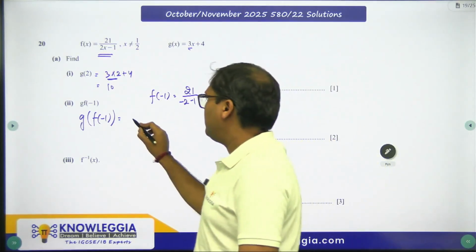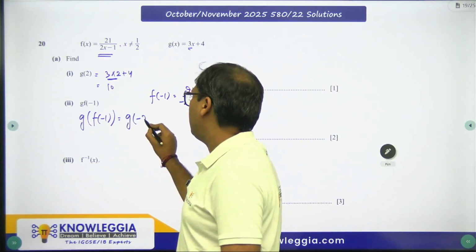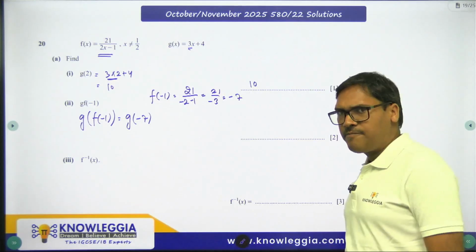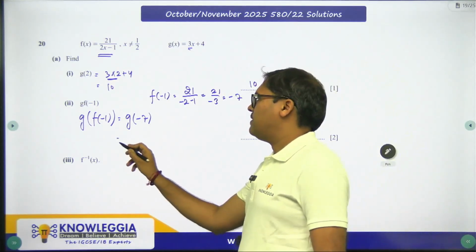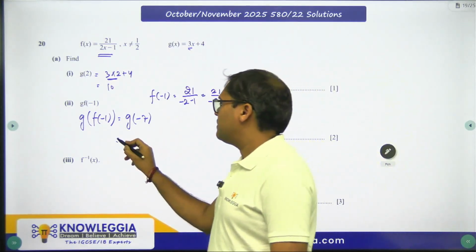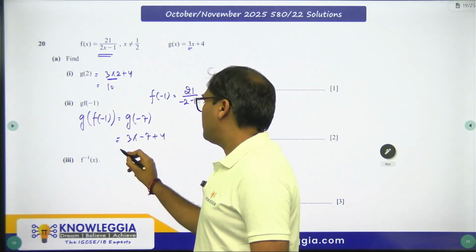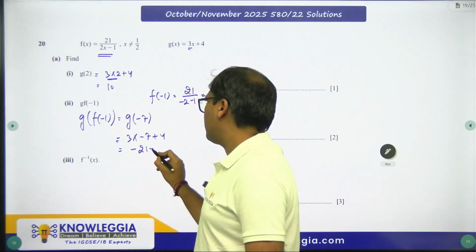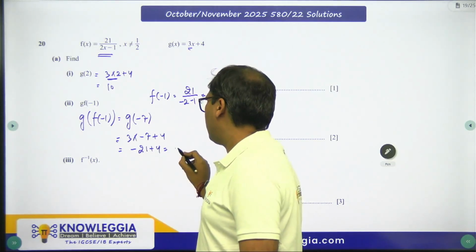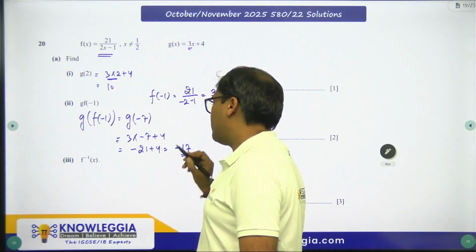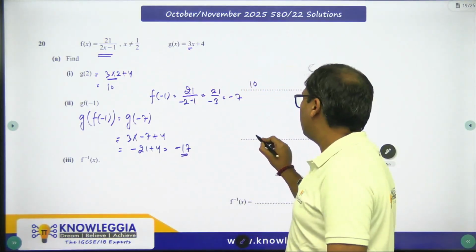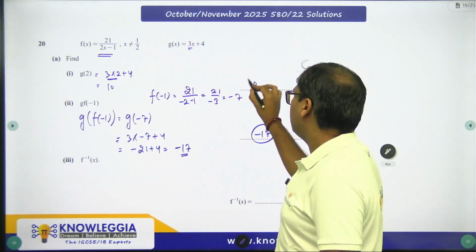So what is g f of minus 1? This is g of minus 7. Correct? Now, what is g of minus 7? If I put minus 7 here, this is 3 into negative 7 plus 4. Now, this is minus 21 plus 4, which is equal to minus 17. Right? So, what is the answer for this? This is negative 17. This is 10.